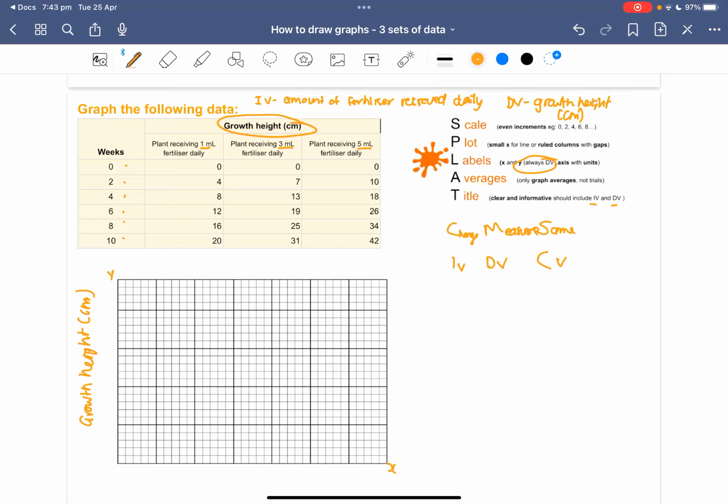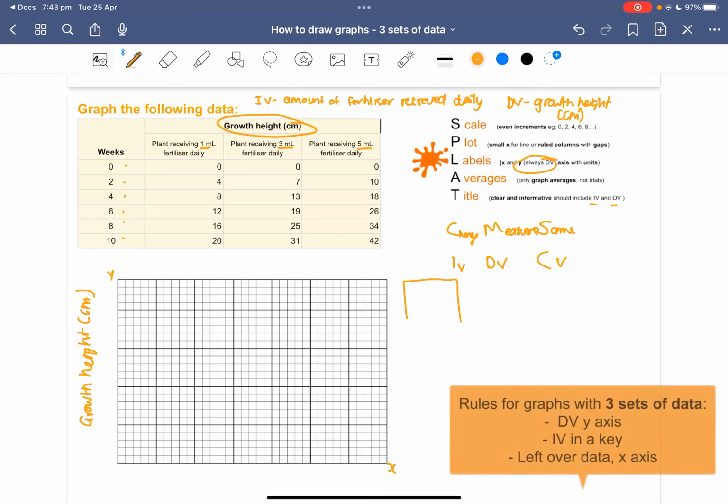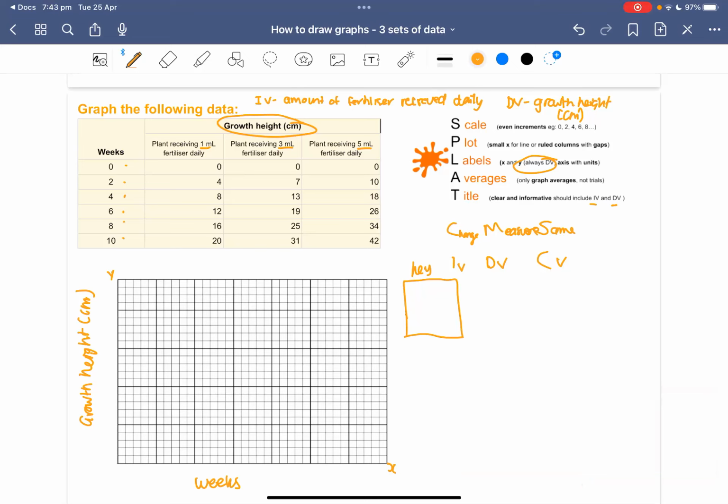So in a graph that has more than 2 sets of data, the independent variable always goes in something called a key. The reason this happens is because we're going to be plotting across weeks, which is down here, the growth height of the plants and the different fertilizers.